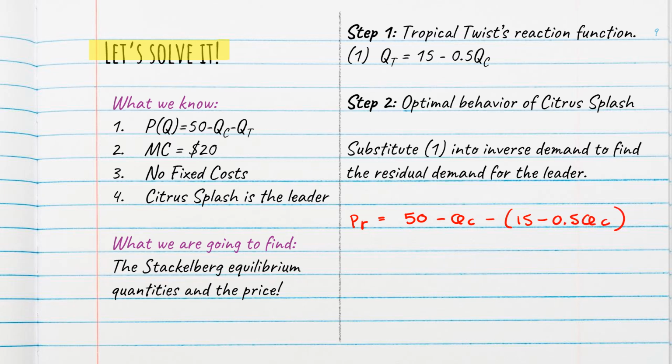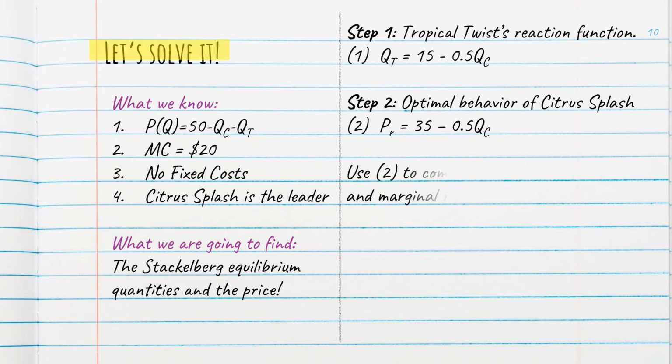Now be really careful about the negative sign in the parenthetical as you simplify questions like this. We have PR is equal to 50 minus QC minus 15 plus 0.5 QC. Collecting my like terms together, I get that PR is equal to 35 minus 1 plus a half, so minus 0.5 QC. We can call that equation 2, and that's our residual demand, the demand that's left over for the leader.